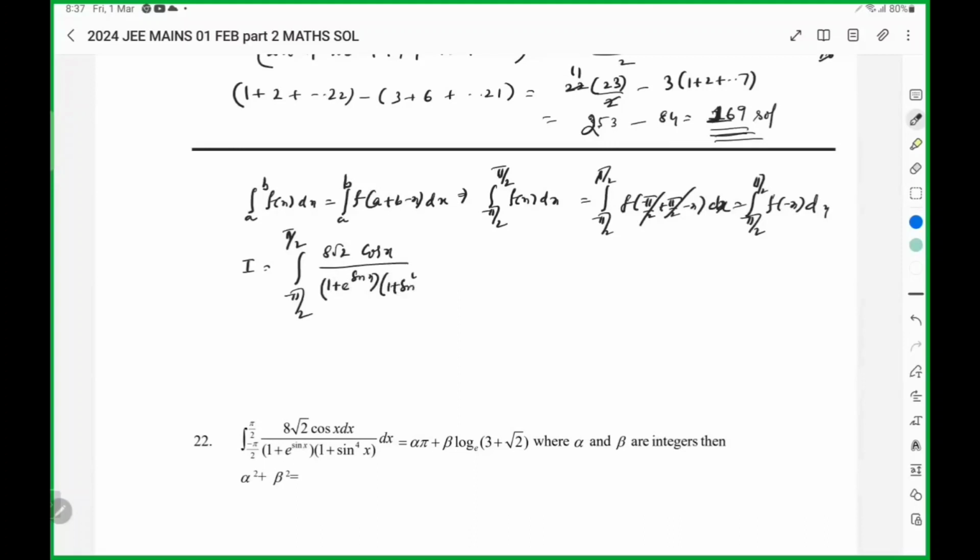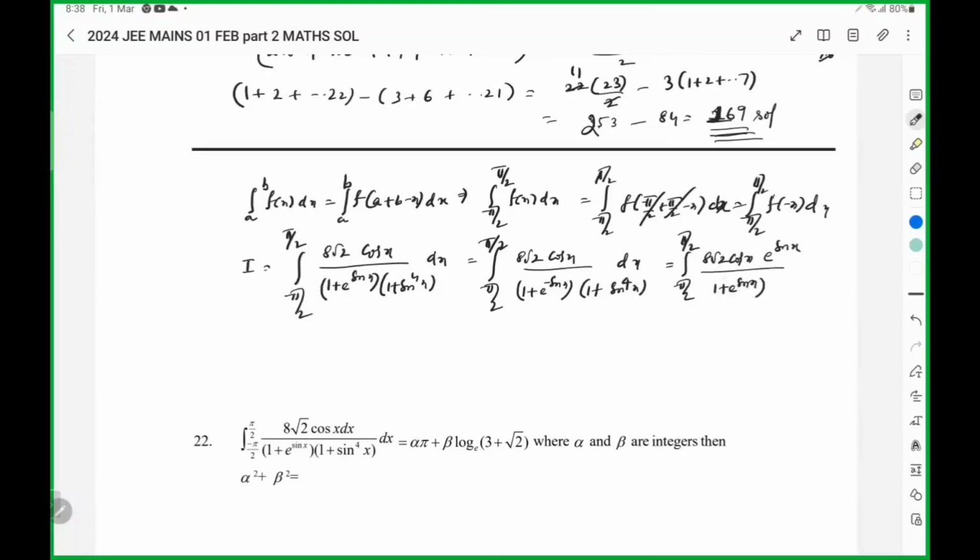plus sin power 4x dx, which is the same as 8 root 2 cos minus x, which is cos x. Sin minus x is minus sin x. It cancels. Here 1 by e power sin x, by 1 plus e power sin x, into 1 plus sin power 4x. So this is also I.